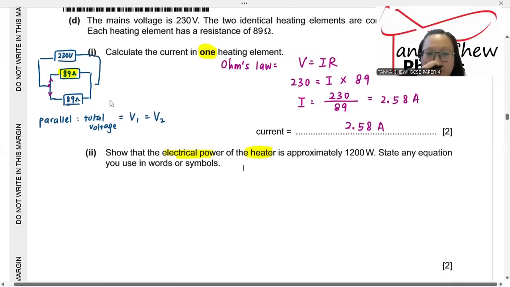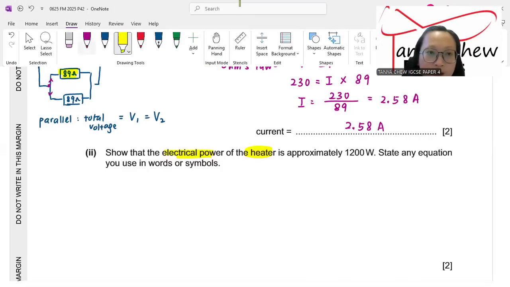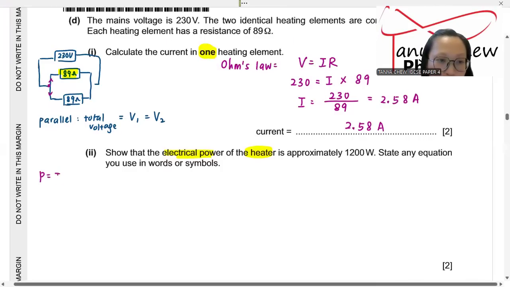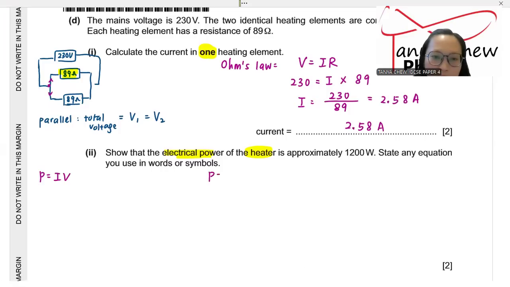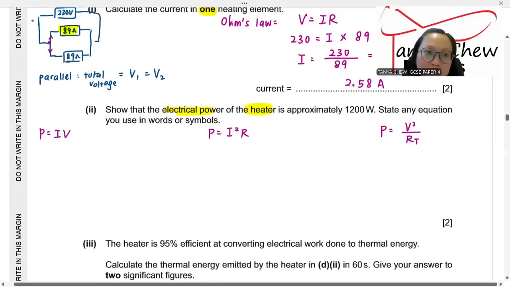If you want to find the electrical power in the heater, you can either use P equals IV, P equals I squared R, or P equals V squared over R. These three equations will result in the same answer. But if I want to use V squared over R, this R will be the total resistance, right? Because the heater consists of two heating elements which are connected in parallel. So you have to simplify the circuit.